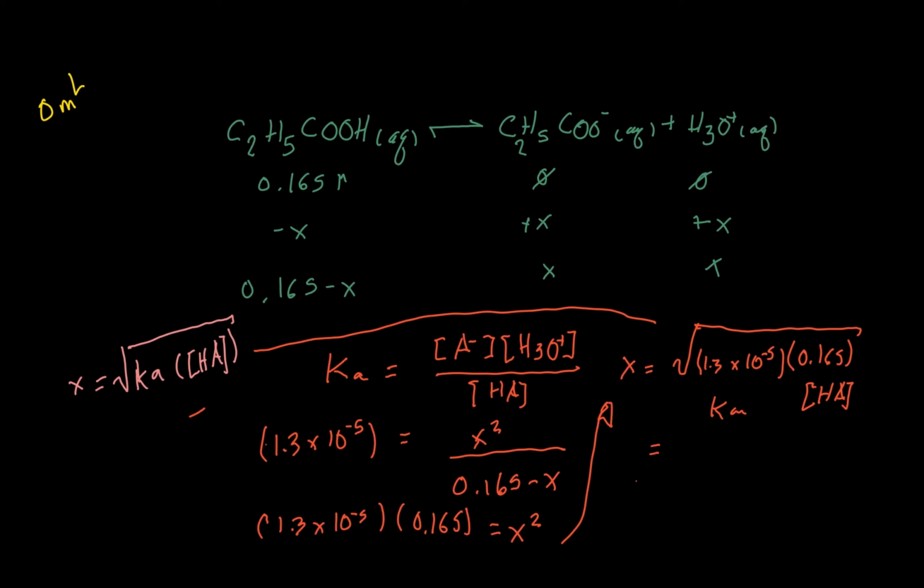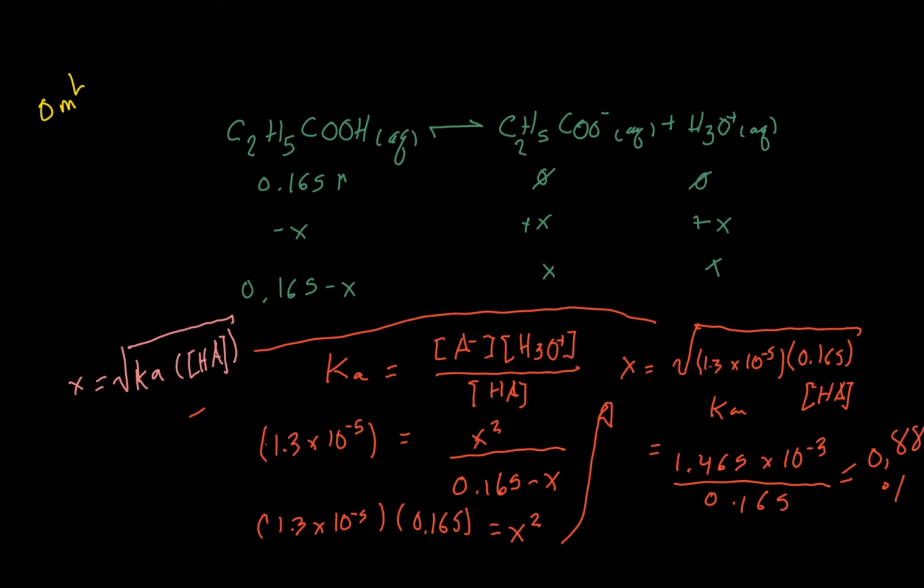So anyways, we evaluate this, and it comes out to 1.465 times 10 to the negative 3. All right, so to check our small x approximation, we're going to divide this by our initial concentration to see if this equals 5% or so. Okay, so I'm just going to do that quick. 465 divided by 165. Right, and I'm getting 0.88% or something like that. All right, so we're fine for the small x approximation.